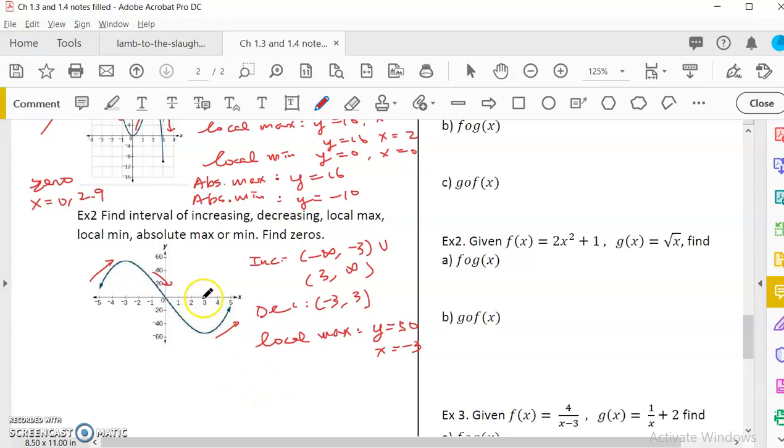What is the local min? This is the one, right? Local is kind of like the small valley. Y goes down to -50. X is equal to 3. And also, are there any absolute max or min? No absolute max or min, because they would go down all the way forever. No absolute max or min.